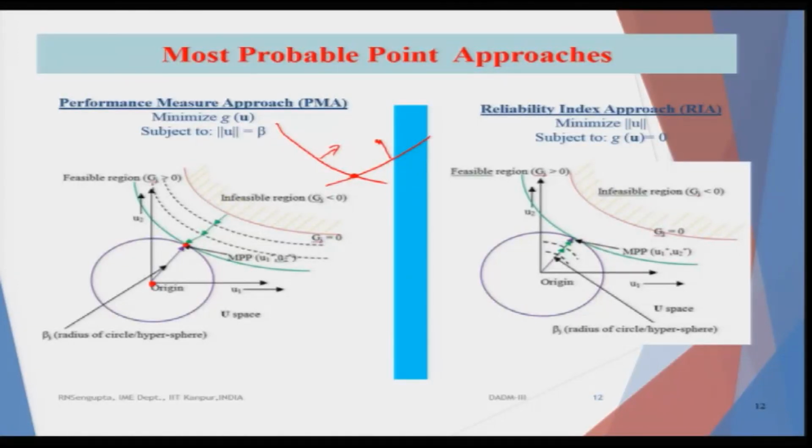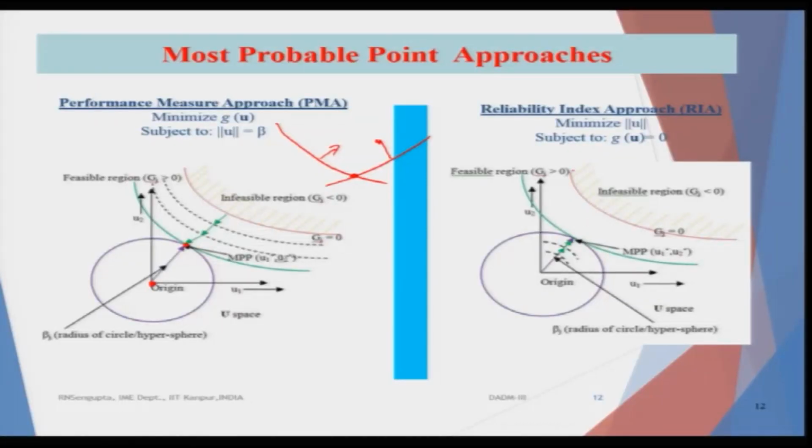While in the reliability index approach, which is RIA, you just reverse in the sense you minimize the mod of the distance, subject to the case that g of u, or the functional transformation which you have done for g in the u space, is kept at 0, because 0 is basically, if you remember, the boundary. In this case, it happens like this. You have the infeasible region and feasible region demarcated very clearly.